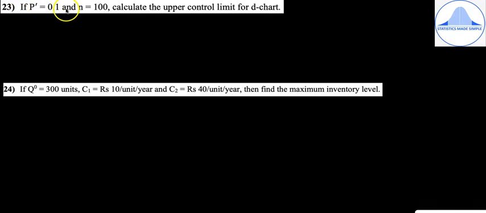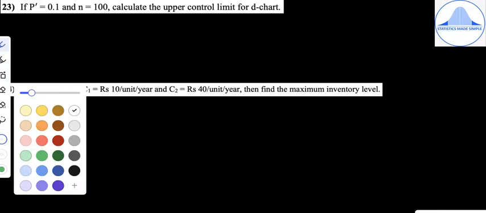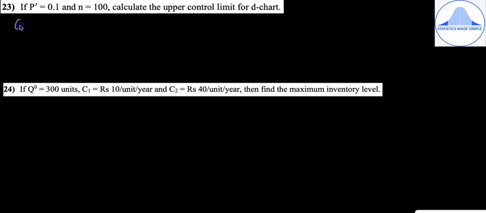23rd question. If p dash is 0.1 and n is equal to 100, calculate the upper control limit for D chart. So this is a case when the process standard is known. So we can first write what are the values which are given. So write given, p dash is equal to 0.1. So q dash is equal to 1 minus p dash, which is 1 minus 0.1 is equal to 0.9, and n is equal to 100.